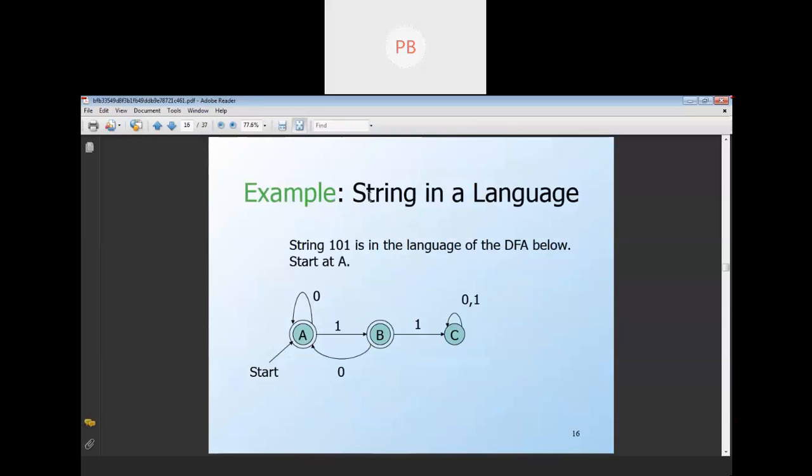For example, a string in a language. Suppose the string 101 is in the language of the DFA below, because in a language we can define a string 101.